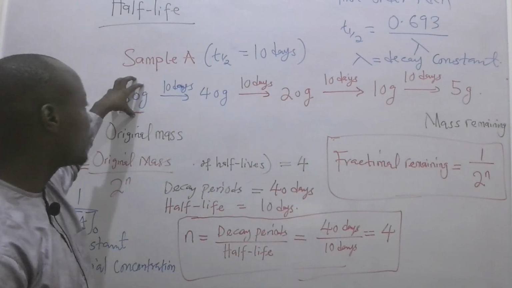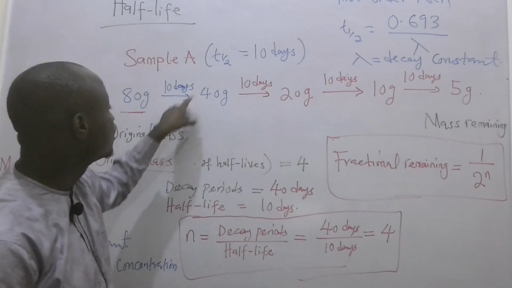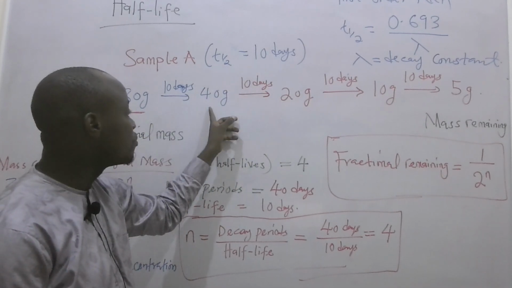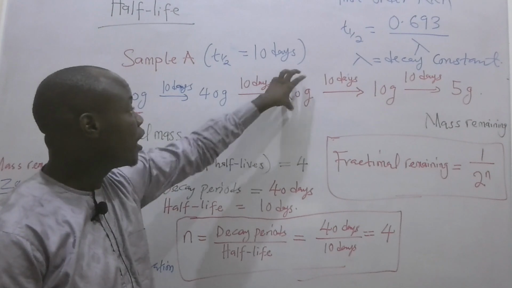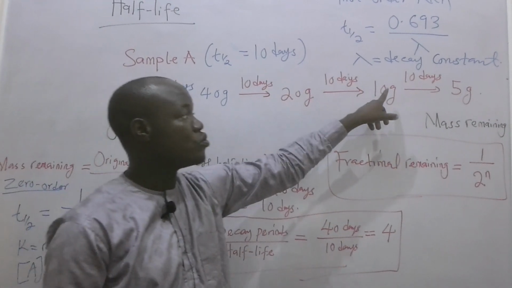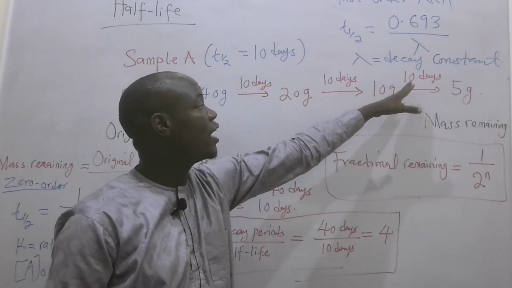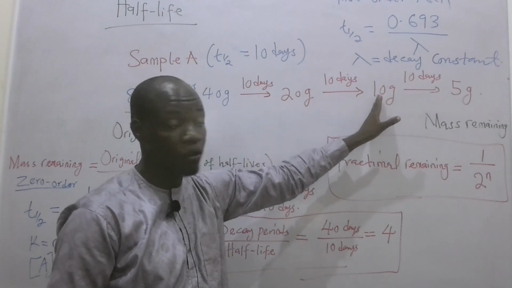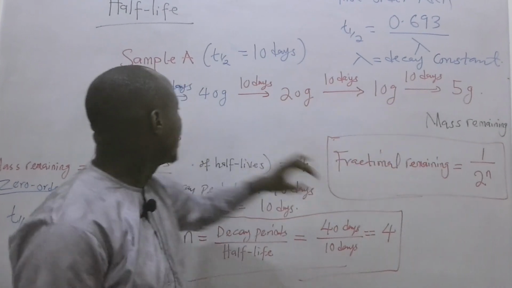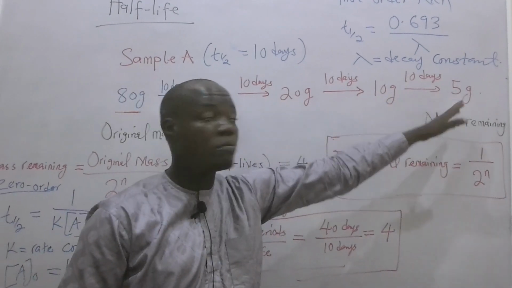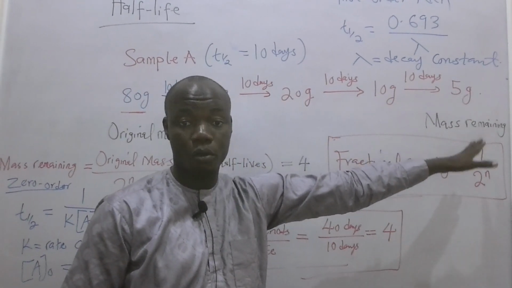So that is why here we have 80 grams, then after 10 days, it reduced to 40 grams, and after another 10 days, it reduced from 40 to 20 grams, and after another 10 days, it reduced from 20 grams to 10 grams, and after another 10 days, it reduced from 10 grams to 5 grams. The starting mass is called the original mass, while the final mass is called the mass remaining.